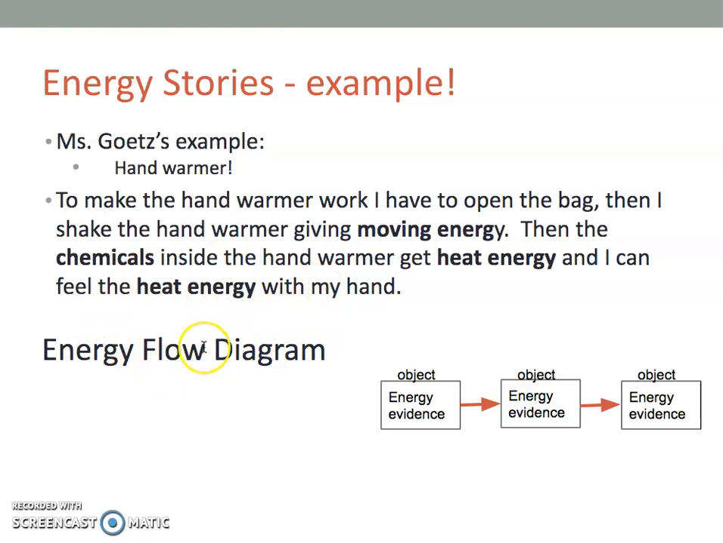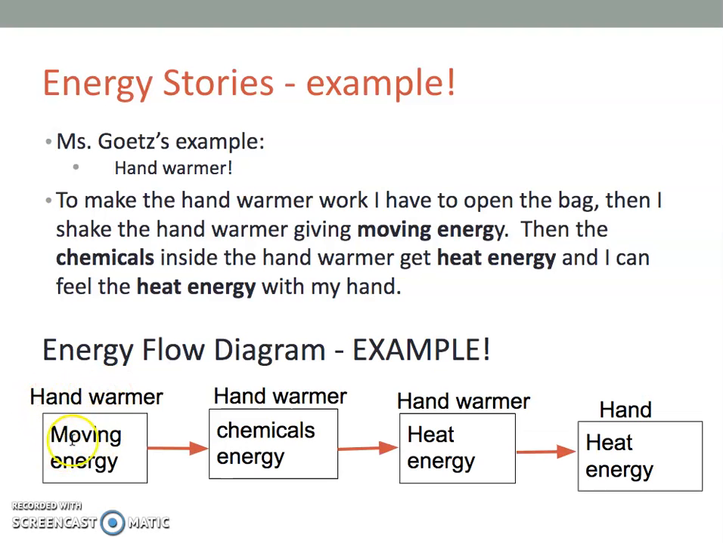So I can make an energy flow diagram for this hand warmer energy story by just saying, okay, what objects are there and what evidence of energy do they have? So first off, it looks like in my story, I've got the hand warmer, it gets motion energy. So I'm going to start with the hand warmer, and I said moving energy, that's okay. Then the hand warmer has chemicals energy inside it. Then it gets heat energy, so the hand warmer then has heat energy, and then I can feel the heat energy with my hand. So then my hand also gets heat energy.